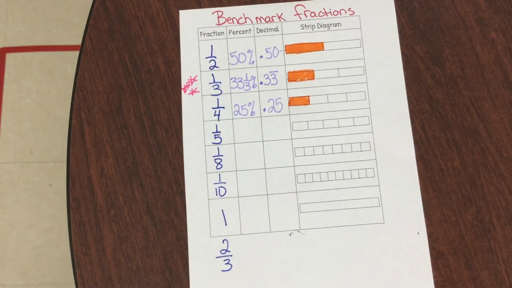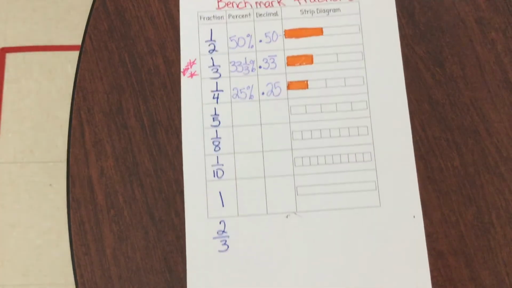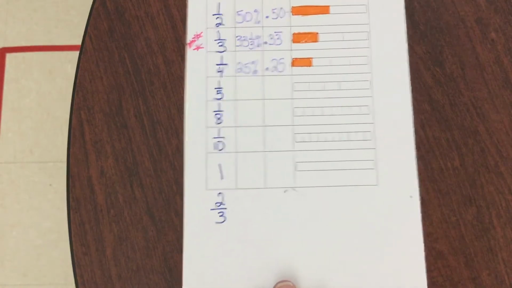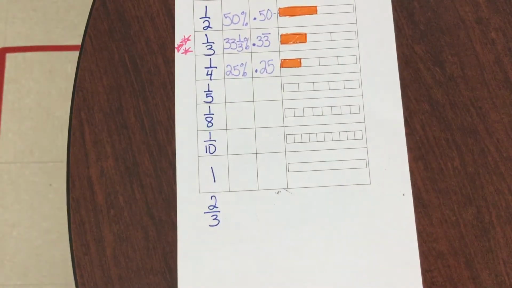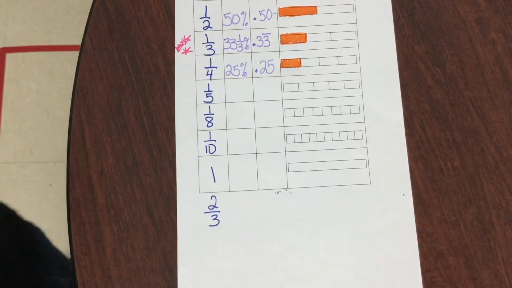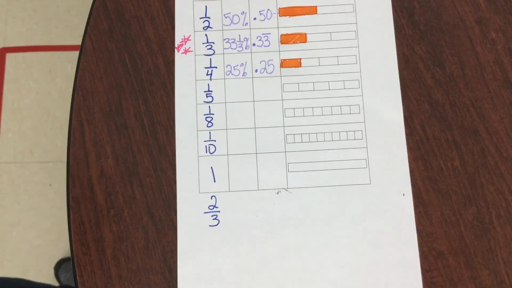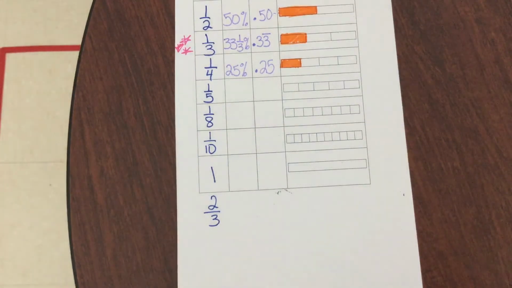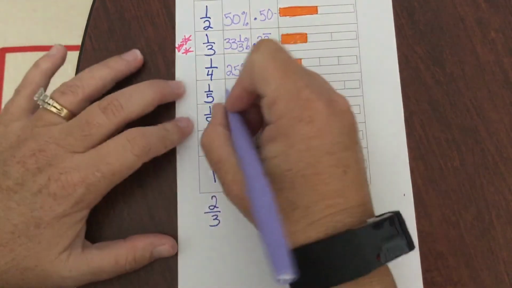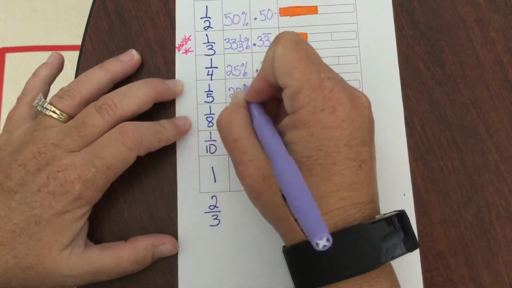All right, let's talk about 1/5. 1/5 is a really, really easy benchmark fraction, but it kind of gets overlooked sometimes because you get focused on half and third and fourth and you forget about the fifths. Fifths are really easy. So the fifth is going to be 20%.